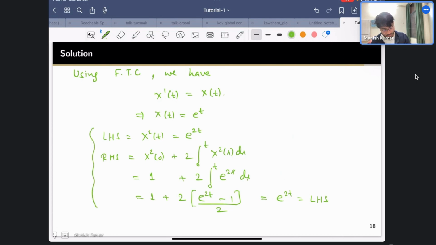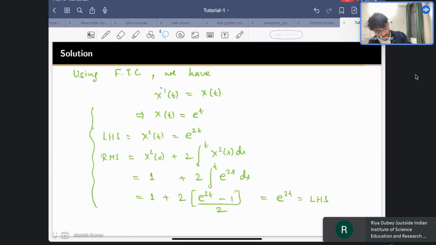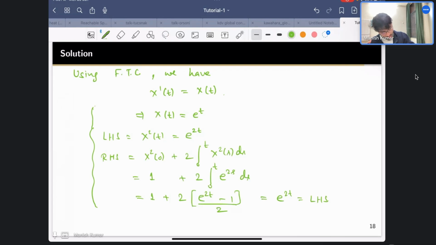So this is one way of doing it. You can just use this differential equation itself, and then you can get that identity directly. Okay, so this is one way where you solve this equation. Okay, so this was one way.